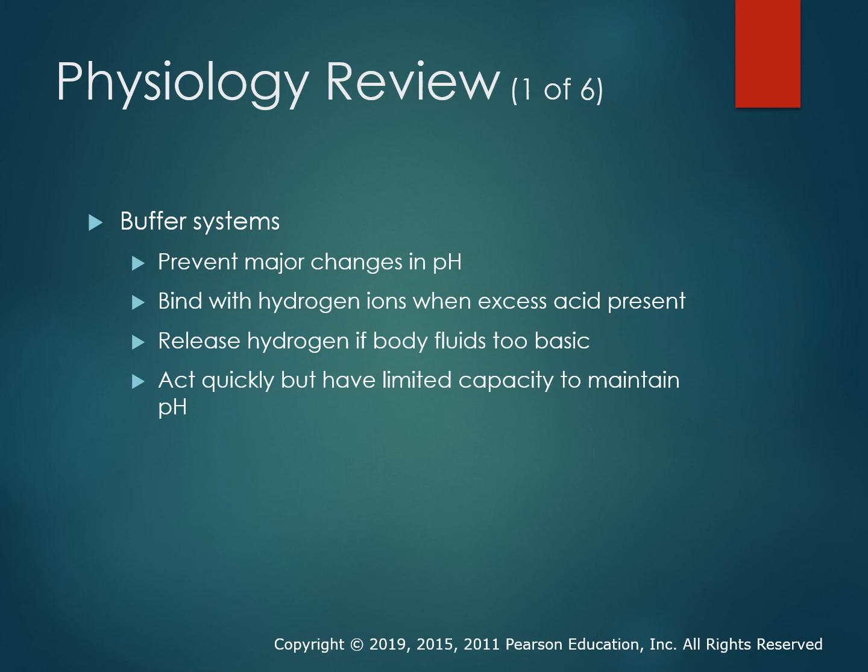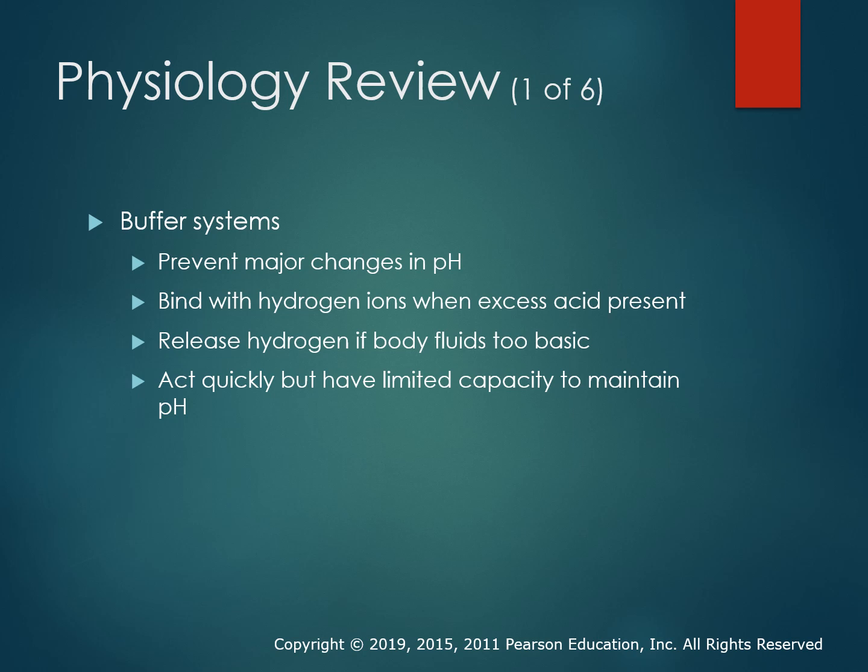The normal serum bicarbonate level is 24 to 28 milliequivalents per liter, and the normal serum carbonic acid level is 1.2 milliequivalents per liter. The ratio of bicarbonate to carbonic acid is 20 to 1. Although the amounts of bicarbonate and carbonic acid in the body vary somewhat, as long as this ratio is maintained, the pH remains within 7.35 to 7.45, and again, that's where we want to be.